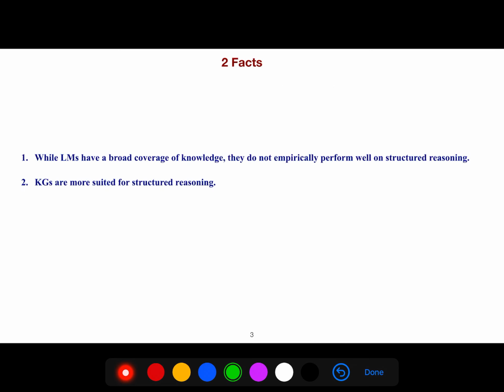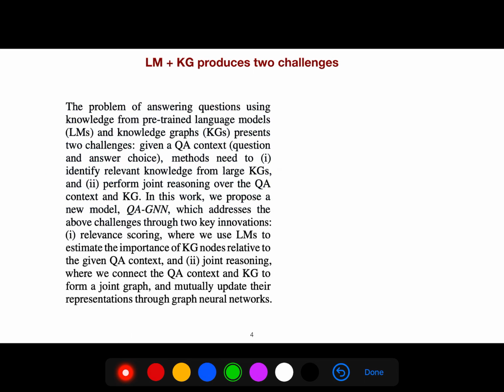So there are two facts. Language models have a broad coverage of knowledge, but they do not empirically perform well in structured reasoning. As I said in the previous lecture, that is because they don't appreciate the semantic relations that we humans use. They're just good for structural things and the worlds of Noam Chomsky. But knowledge graphs, such as ConceptNet and ATOMIC for commonsense reasoning, are more suited for structured reasoning. So if we combine language models with knowledge graphs, it produces two challenges.